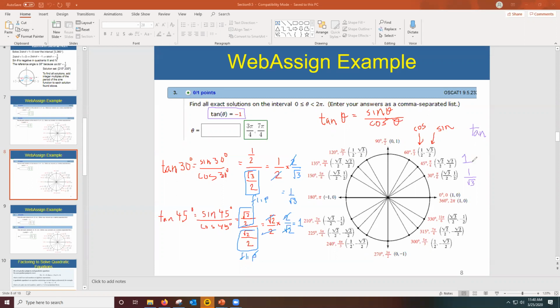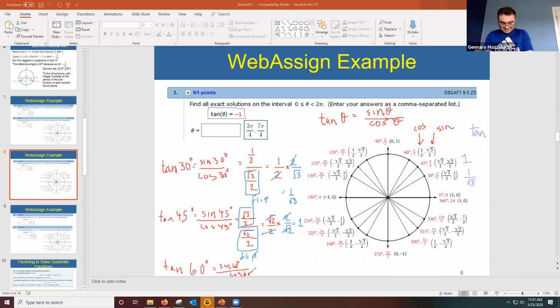That's right. Let me do the same analysis, just one more angle. Let me do tan 60 degrees. All right, well, tan 60 is going to be sine 60 over cosine 60. Sine 60 is square root of 3 over 2. So this is going to be square root of 3 over 2. Cosine 60 is 1/2.